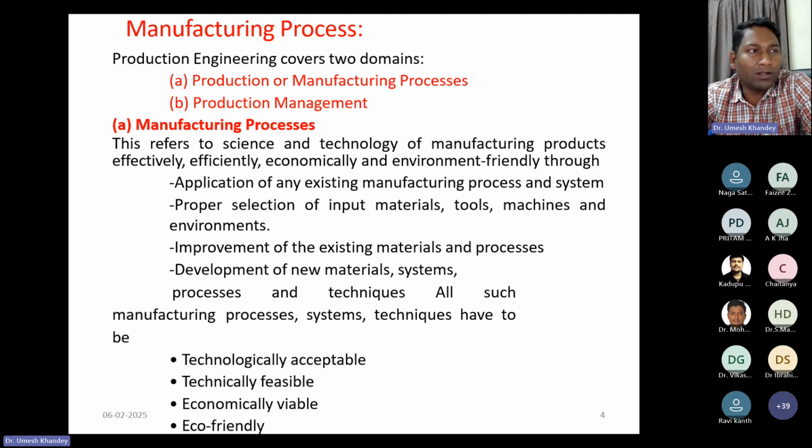So all such manufacturing process, system and technique have to be what? It should be technologically acceptable. Whatever the present technology, even after 10 years, it should be easily reproducible, and the process, system and techniques should be easily adaptable. Next one is technically feasible. Whatever you have should be technically feasible, meaning manpower, software, staff can easily adopt those technologies to produce the products. Next one is economically viable, meaning the people you are making products for should have the capability to use those products. And last, eco-friendly, it should not be harmful to the environment.